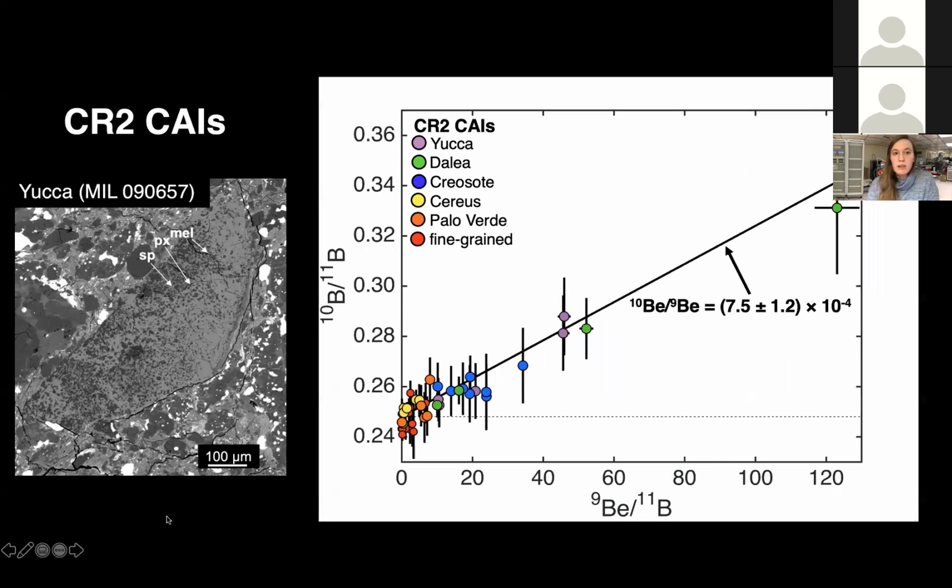Here is the group of CR2 CAIs. Here's an example called Yucca. It's this shape right here that has melilite and a lot of spinel and some pyroxene. And here, all of the data lie on a slope line, a 10-beryllium to 9-beryllium ratio of 7.5 plus or minus 1.2 times 10 to the minus 4.